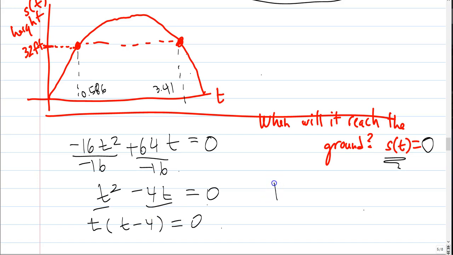The first one gives me t equals 0. That means initially, where the ball is launched from, counts as a ground of 0. At time 0, the ball's at 0. Then, when does it reach 0 again? T minus 4 equals 0, so t equals 4. At 4 seconds, the ball reaches the ground again. So just like I said, some further applications, some formulas, just showing you how we use quadratics in real life.